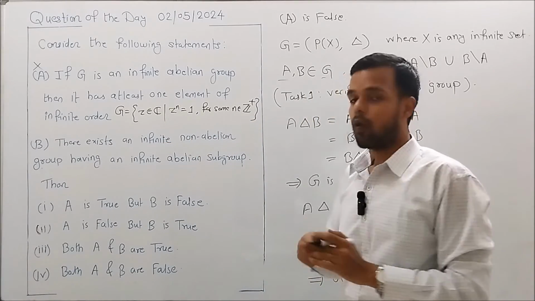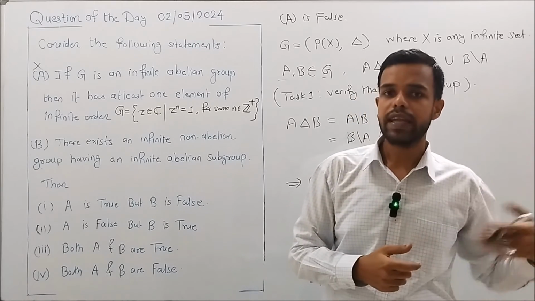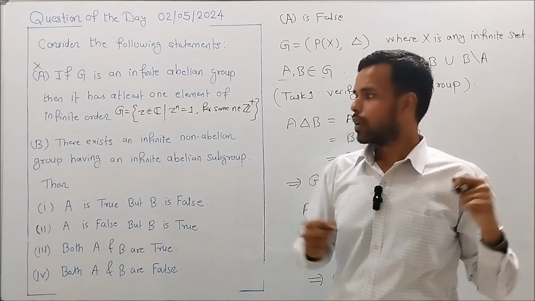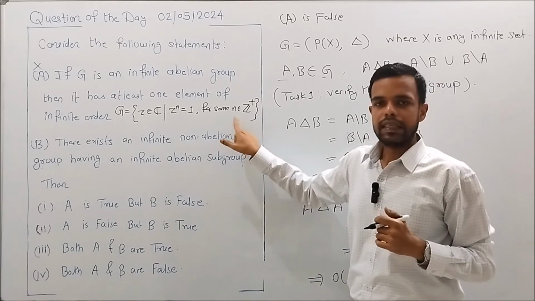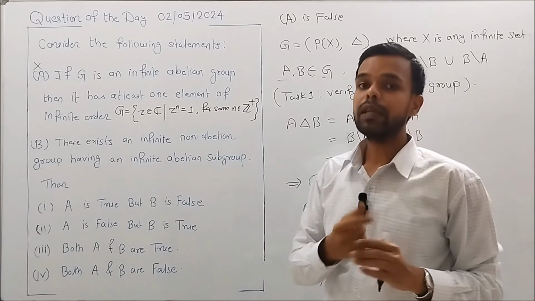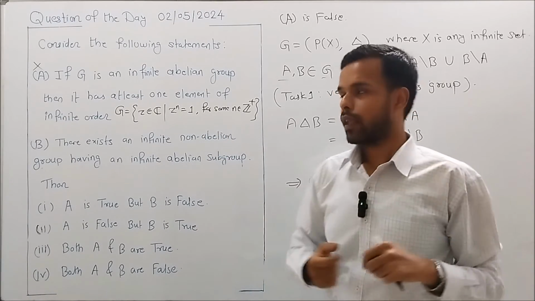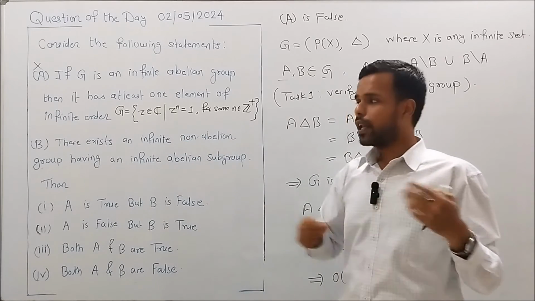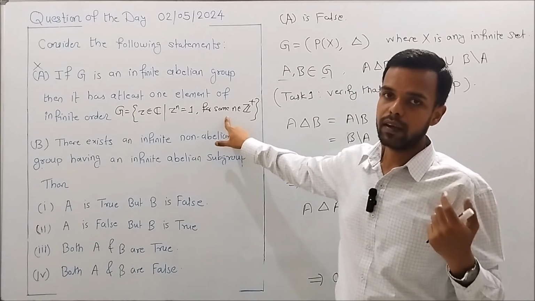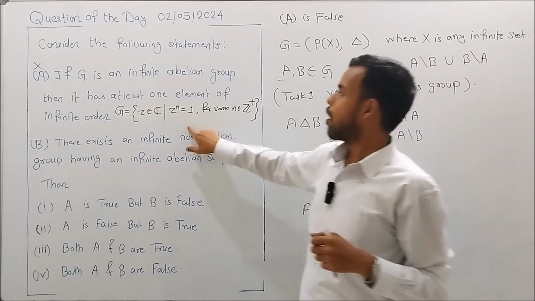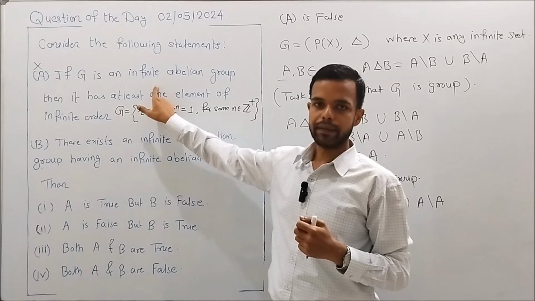That is, it contains all first roots of unity, all second roots of unity, all third roots of unity, and so on. You can verify that this set forms a group under the operation multiplication of complex numbers, and it is an infinite abelian group, and every element of this group has finite order. So this also serves as a counterexample for the statement.